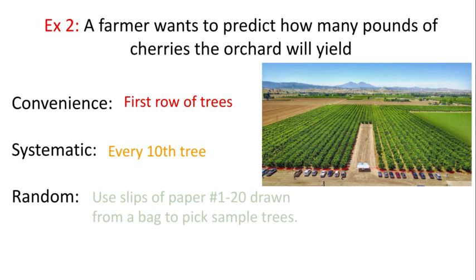And then for random, he could use slips of paper and write the numbers 1 through 20 on them, put them in a bag, shake it up, and draw the pieces of paper from the bag, and those would be the sample trees. So maybe he picks one from the first row, and then one from the 8th row, and then one from the 3rd row, and that would give him an idea of the whole orchard instead of just focusing on one section of it.